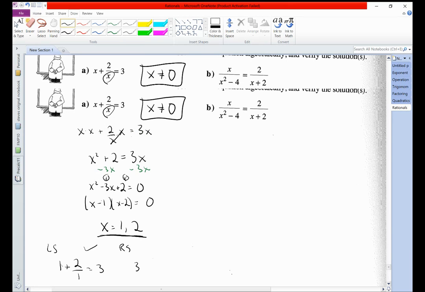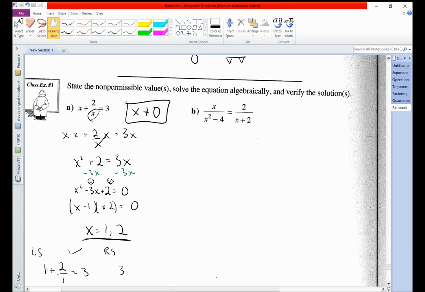Okay, let's go on to the next one. Here we have one rational expression on either side of the equation. So what we can do is our cross multiplication in order to solve this. But first things first, what I want to do is factor it and state my non-permissible values. So the right side is simplified, but on the left side we have a difference of perfect squares. So x squared minus 4 is going to be (x plus 2)(x minus 2).